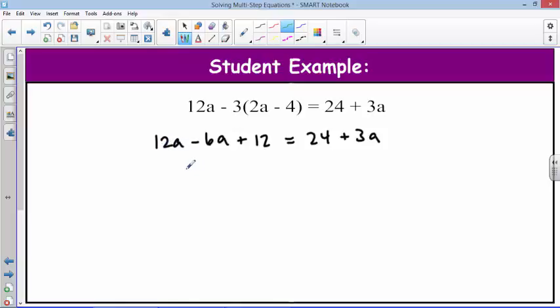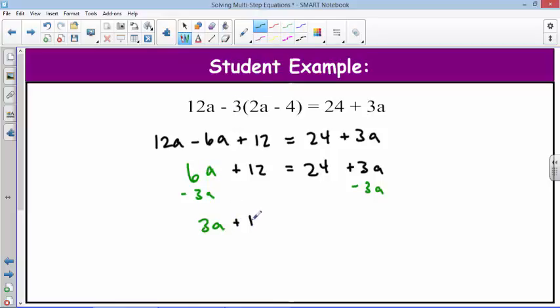Now I want to combine my like terms. Here I have 12a minus 6a. So that's going to give me 6a. I have plus 12 equals 24 plus 3a. So let's go ahead and move our 3a to the other side by subtracting 3a from both sides. I now get 3a plus 12 equals 24. I'm going to move my 12 by subtracting 12 from both sides. My 3a will come down, and I get positive 12.